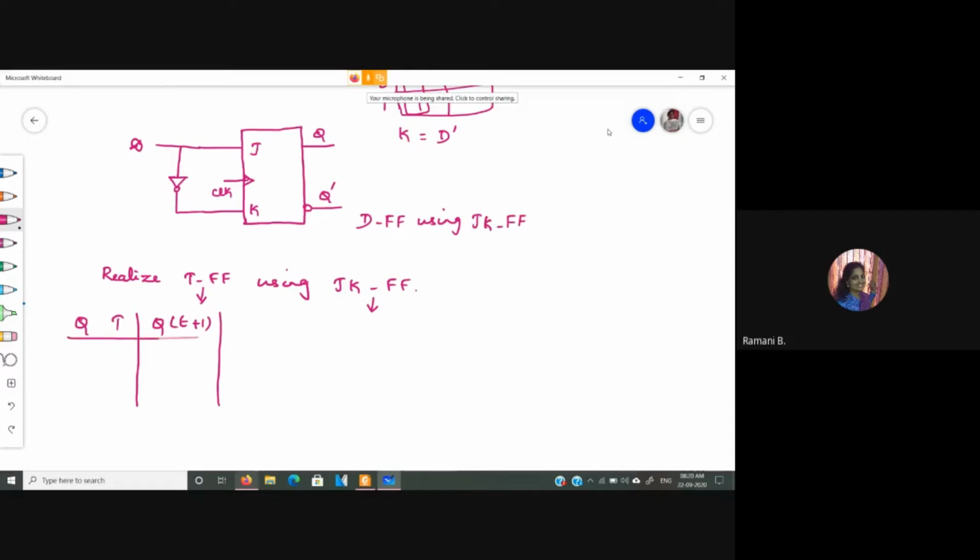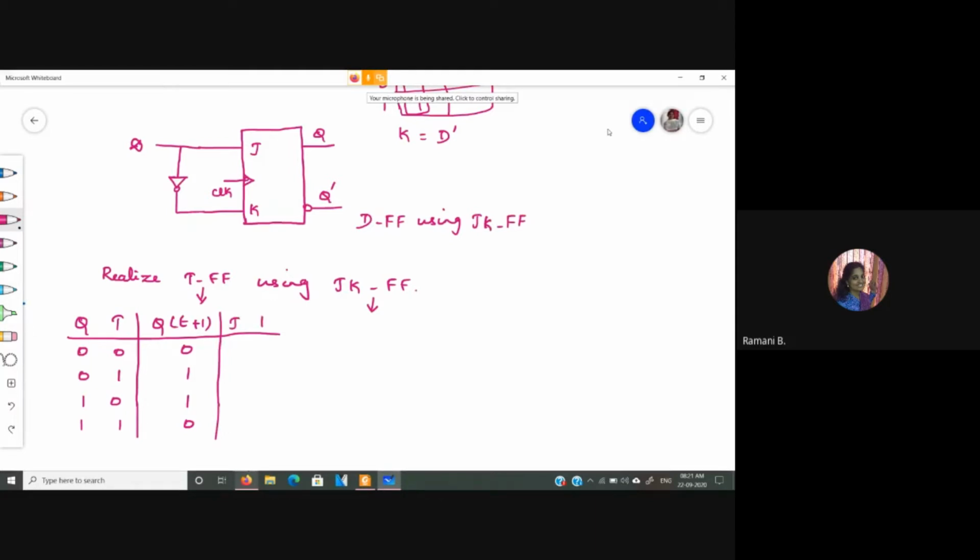So we have 0, 0, 0. That is, when the t value is 0, the output is obtained as such. When t is 1, Q(t+1) will be the complement of Q. So this is our characteristic table.